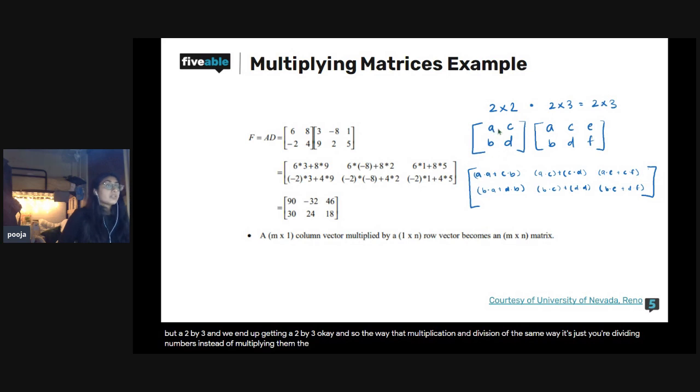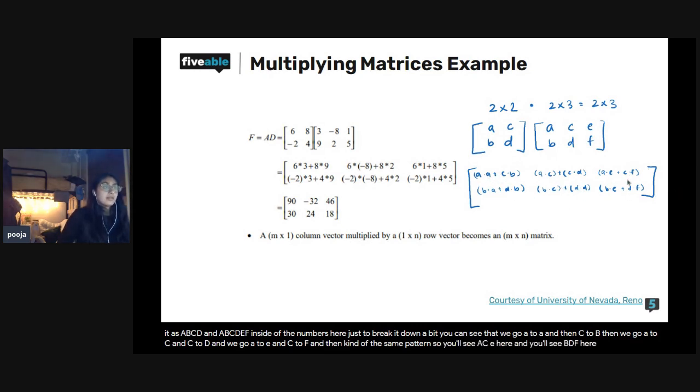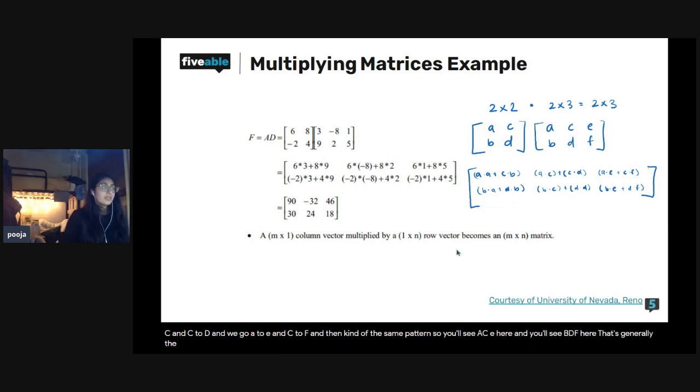The first column will go with the first row, and then the second column will go with the second row. So if we use A, B, C, D, and A, B, C, D, E, F, instead of the numbers here, just to break it down a bit, you can see that we go A to A, and then C to B, then we go A to C, and C to D, then we go A to E, and C to F, and then kind of the same pattern. So you'll see A, C, E here, and you'll see B, D, F here. So that's generally the formula that'll come up.